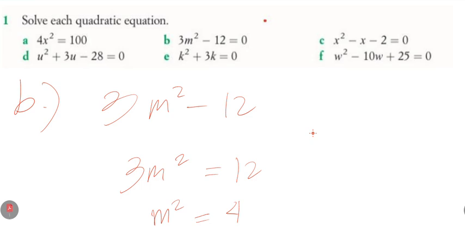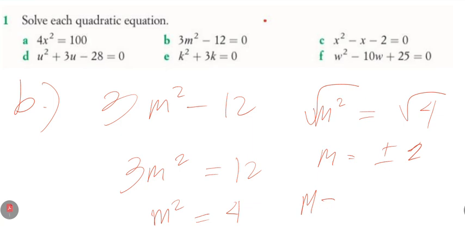Now, m squared, we're going to take the square root of both sides. So that's going to give us the square root of 4, so m is equal to positive or negative 2. Or we can write our answer as m is equal to positive 2 or m is equal to negative 2. Okay, so that would be the second part down here.